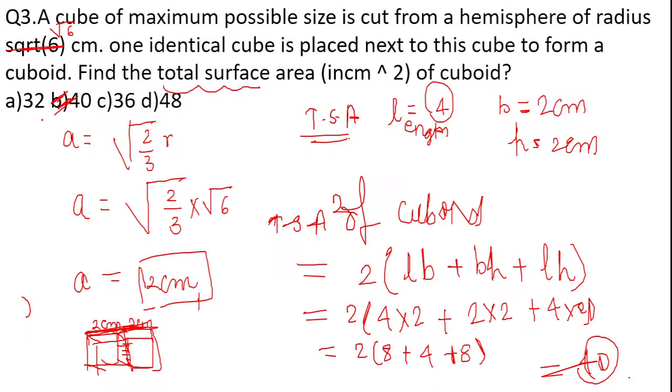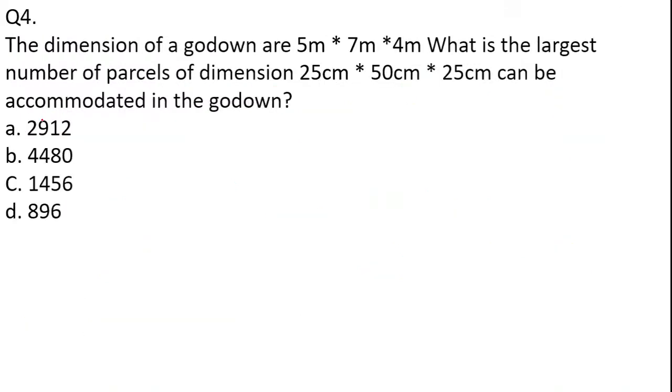Moving on to the next question now. The dimensions of a godown are mentioned, which are 5 meter into 7 meter into 4 meter. What is the largest number of parcels of dimensions 25 centimeter, 50 centimeter and 25 centimeter that can be accommodated in the godown? So first thing that you have to understand here is, for example, this is a godown.